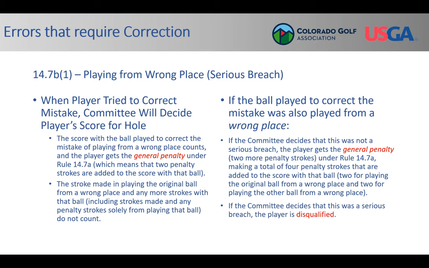If for some reason we have played from the wrong place with a serious breach, and we try to correct it by playing a second golf ball, and that second golf ball was also played from a wrong place with another serious breach, the committee is just going to decide there's nothing we can do for you here. We're going to have to disqualify you because you tried twice. You never got the ball in the right place to begin with, and both of these things were so egregious that we just can't score you here. The only choice left is to disqualify you.